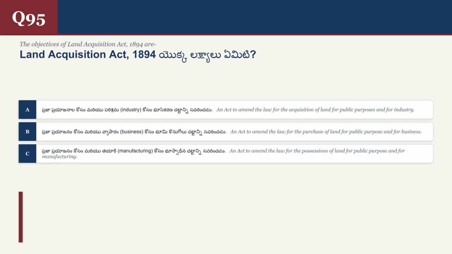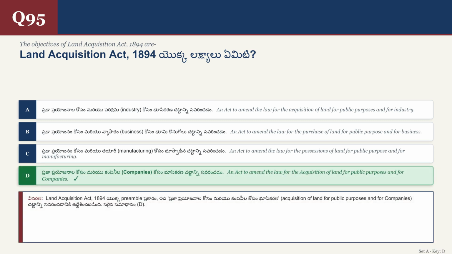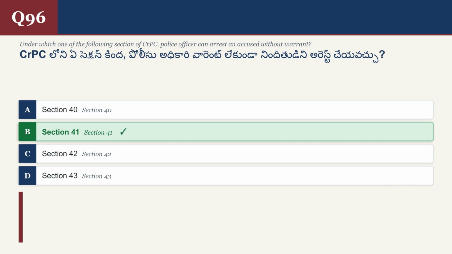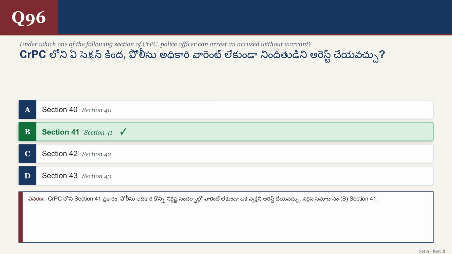The preamble of the Land Acquisition Act 1894 states that its objective is to amend the law for the acquisition of land for public purposes and for companies. Therefore, the correct answer is D, an act to amend the law for the acquisition of land for public purposes and for companies. Under Section 41 of the CrPC, a police officer can arrest a person without a warrant in certain specific circumstances. Therefore, the correct answer is B, Section 41.